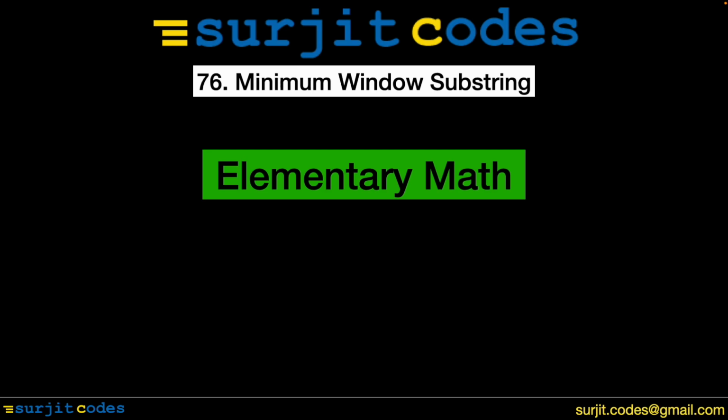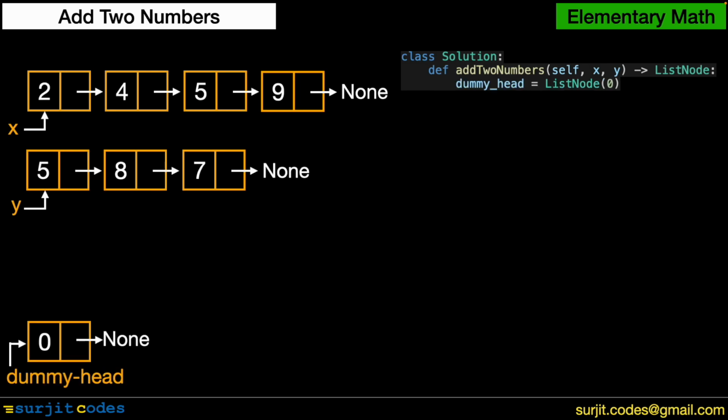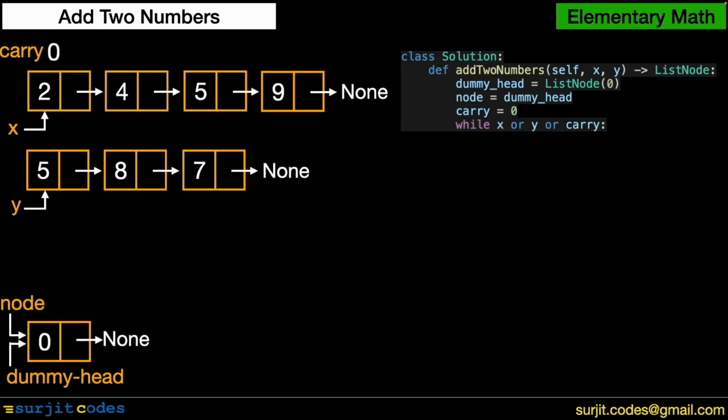Now let us work through the problem of adding two linked lists. We are given the heads of two linked lists x and y. Our aim is to find a linked list which represents the sum of these two. We create a new linked list called dummy head containing a single node with value equal to 0. We copy this head to another pointer variable called node. We create a variable carry and initialize it to 0. We run a loop until either x or y is not none or carry is non-zero.